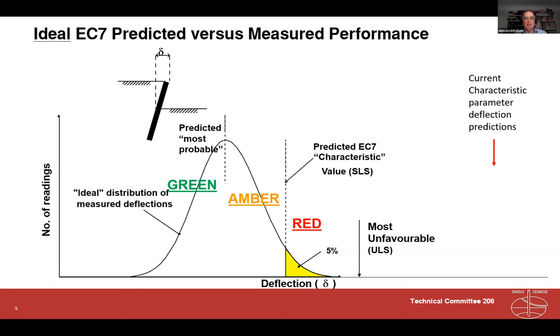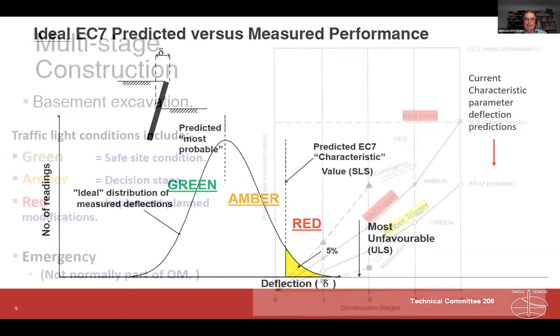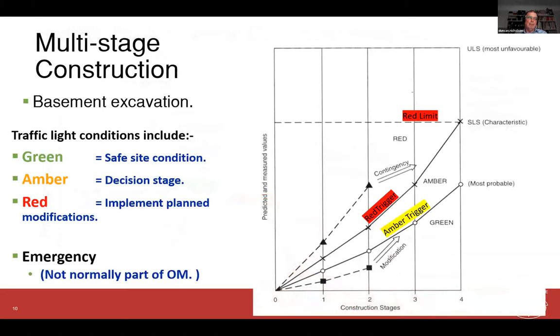the conservative side of things and safe, amber when change is occurring, and generally speaking, red is where we don't want to get exceeding that, or we want to pull the design back under control before we reach the final stage of excavation. This gives the application of these triggers and construction in a multi-stage excavation.